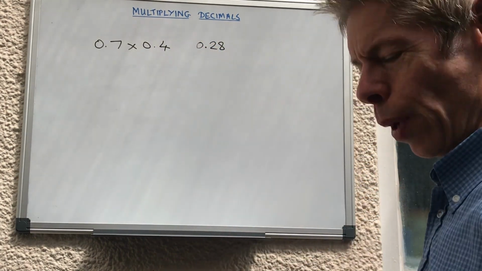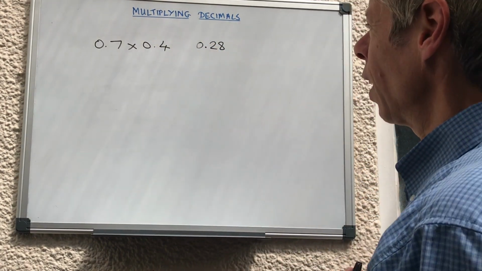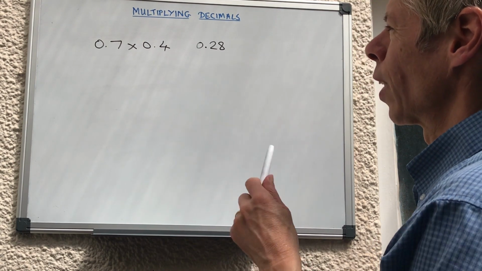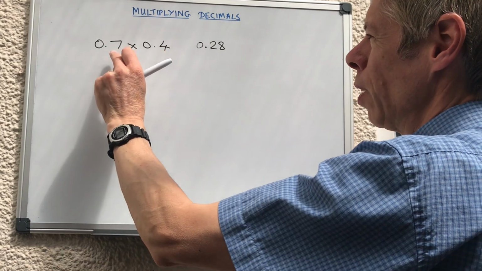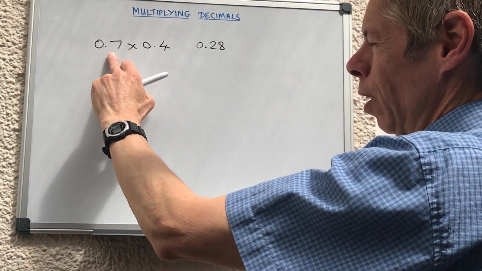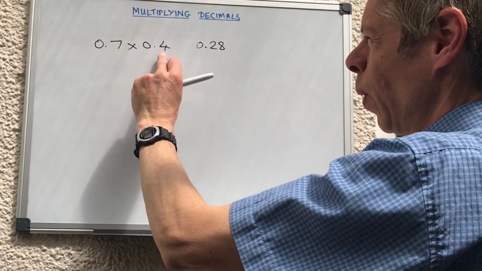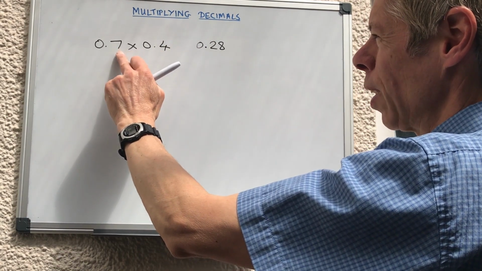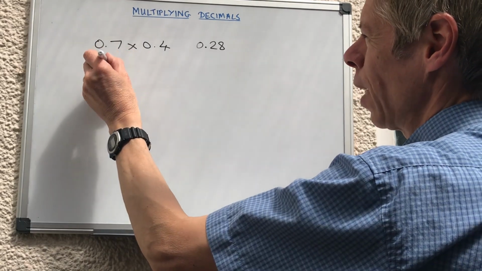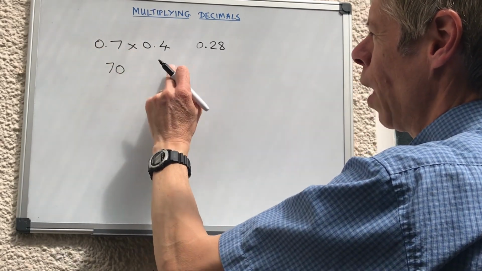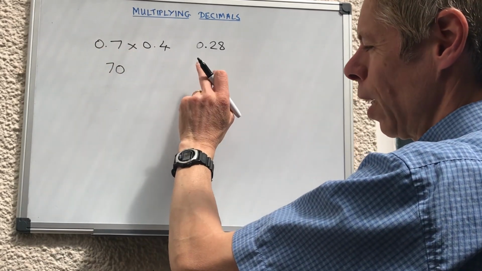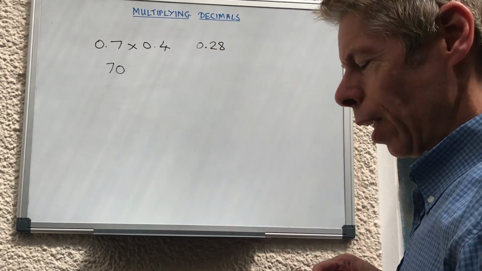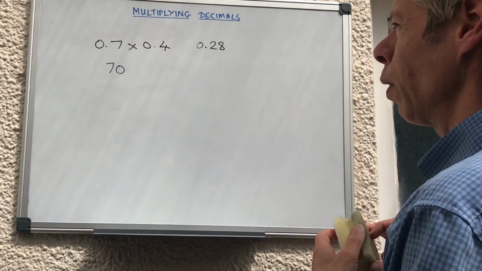So 0.28. Now you might be thinking, is that right? How do I know that's right? Well, if you think about it, you've got 0.7, we're going to multiply it by 0.4, which is roughly a half. So we should have roughly a half of 0.7. So it's like, well, we had 70, we want roughly a half of 70, which is 35. It's a little bit below, but yeah. So it's always worth doing that little check to see if you think you've got it right.